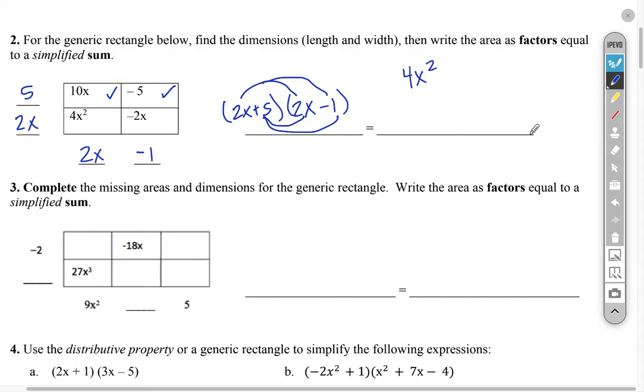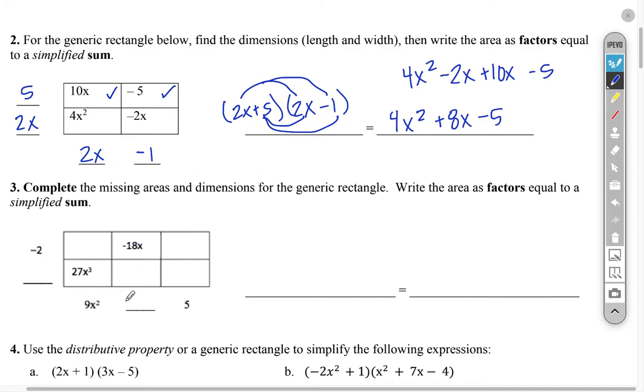I'm writing it up here because I may have to simplify or combine like terms. Right, and then we've got 2x times negative 1. It's negative 2x. 5 times 2x is positive 10x. And then 5 times negative 1 is negative 5. So we have two terms that can be combined. So we have 4x squared. Negative 2x and positive 10x are going to give us positive 8x, minus 5.